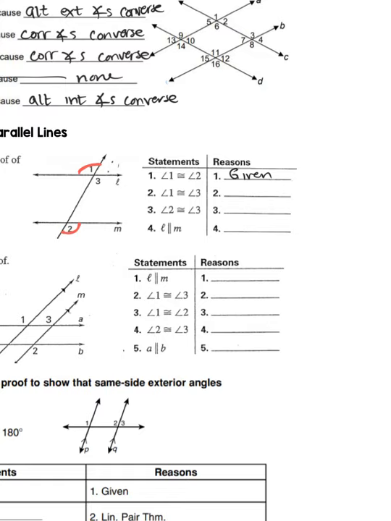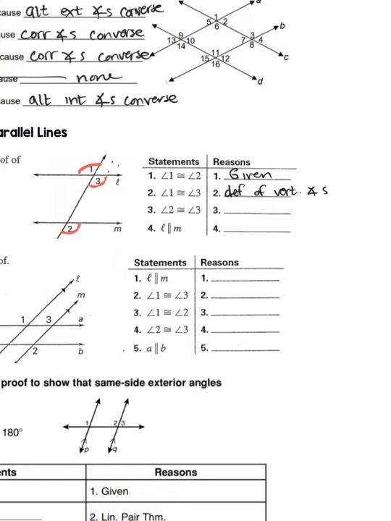The next line in my proof says angle 1 is congruent to angle 3. So I'm going to go back to my diagram and look at angle 1 and angle 3. Why can I conclude that these angles are congruent? Well, these angles are a pair of vertical angles. So my reason here would be the definition of vertical angles.